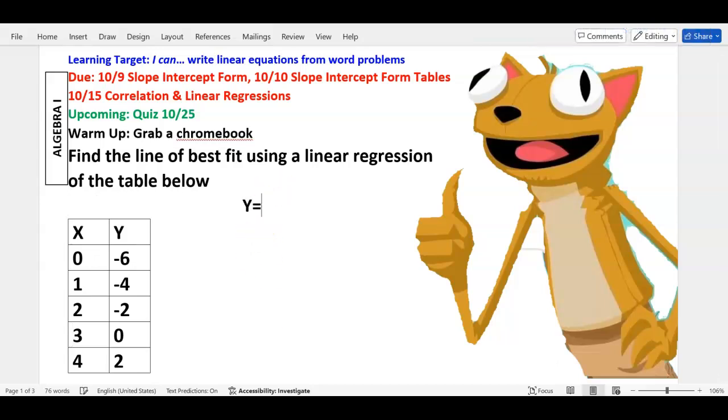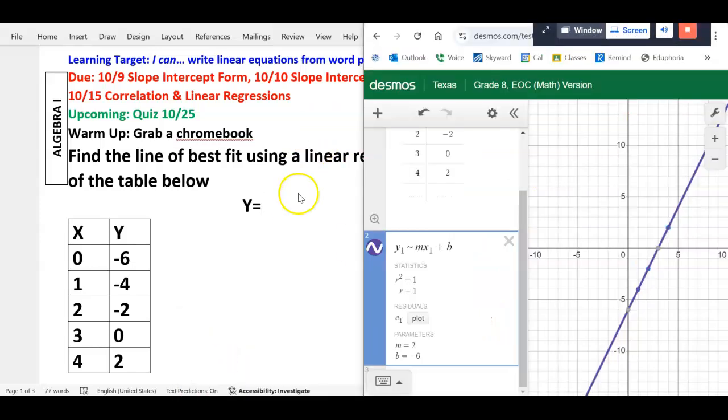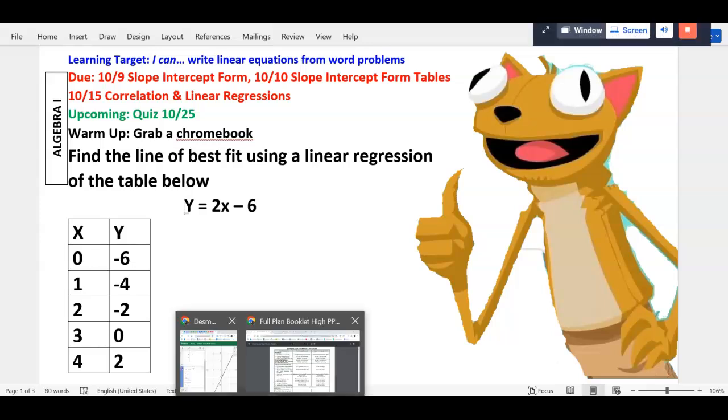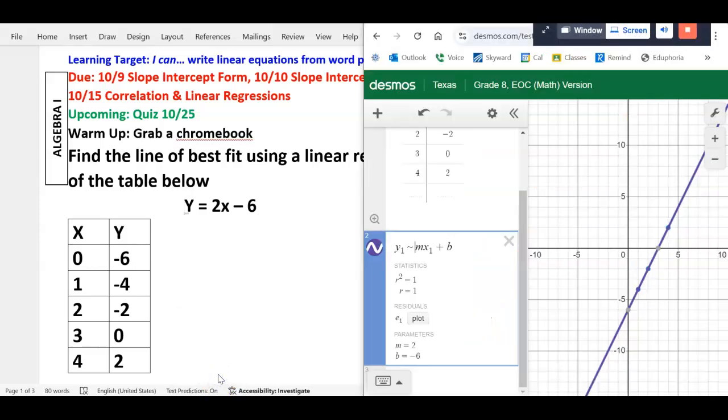So y equals 2x minus 6. Right? Does everyone understand how I got that? Because on my Desmos, m is 2, b is -6, so that's 2x minus 6. Cool. Alrighty.